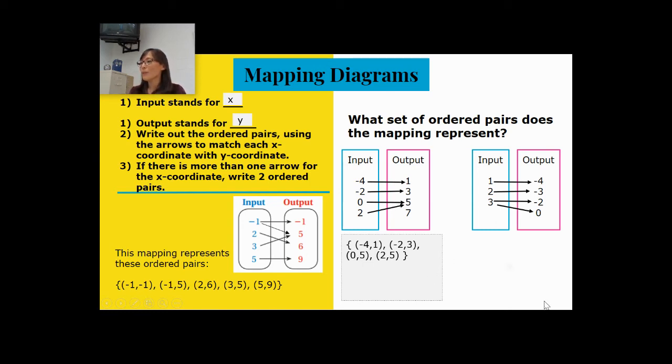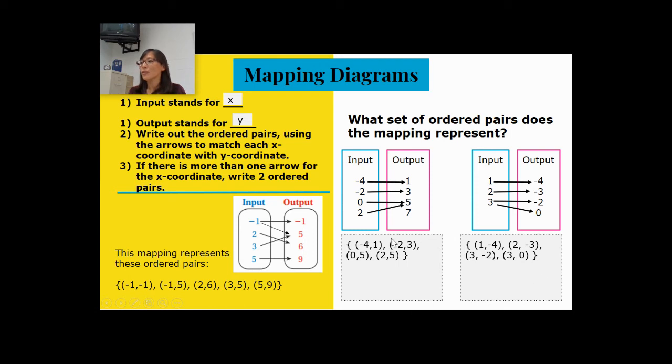Let's look at this mapping diagram. So I have 1, -4, 2, -3, 3, -2, and 3 is also pointing to 0. So 3, 0 is my last ordered pair.